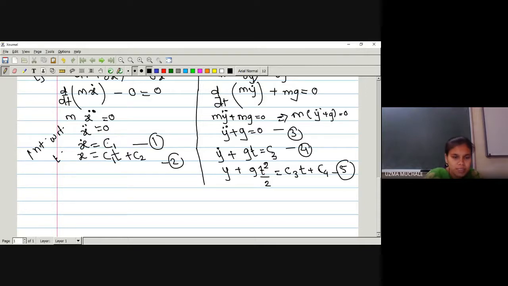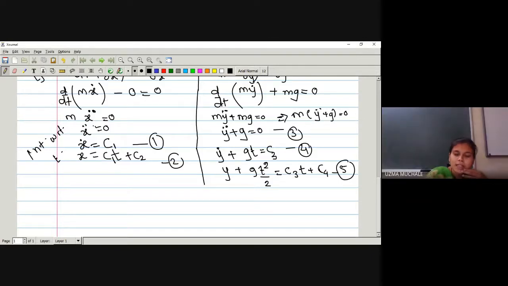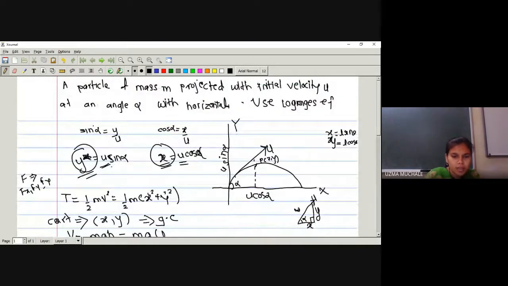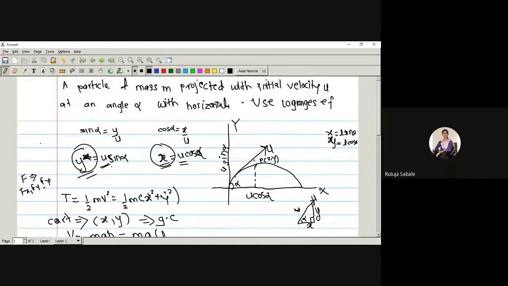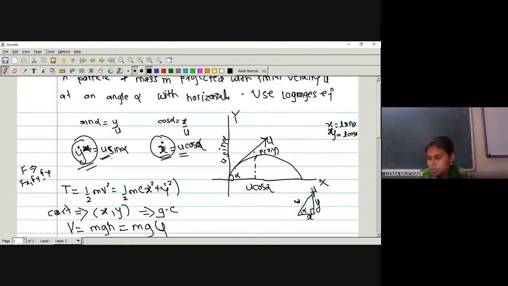So the value of C1 we have already found. The value of C1 is x dot. X dot is nothing but the velocity along the x direction. What is the velocity along the x direction we have found? It is u cos alpha. Y dot is nothing but u sin alpha. Initially, these are the components of velocity along the x and y directions. X dot is u cos alpha.